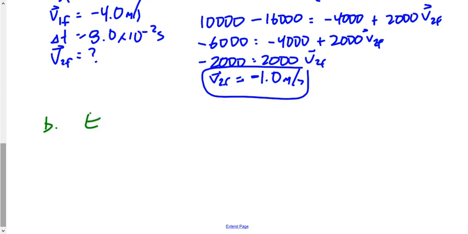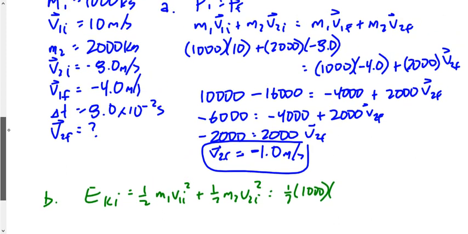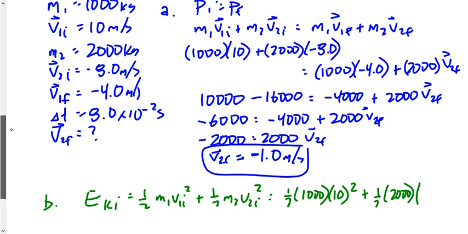We calculate the initial kinetic energy, not the initial kinetic energy of one object, but the total initial kinetic energy. 1/2 m1 v1i squared plus 1/2 m2 v2i squared. This is 1/2 of 1,000 times v1i, what was it, 10, I think? Plus 1/2 of 2,000 times the initial speed of the second car, v2i, is 8 meters per second.